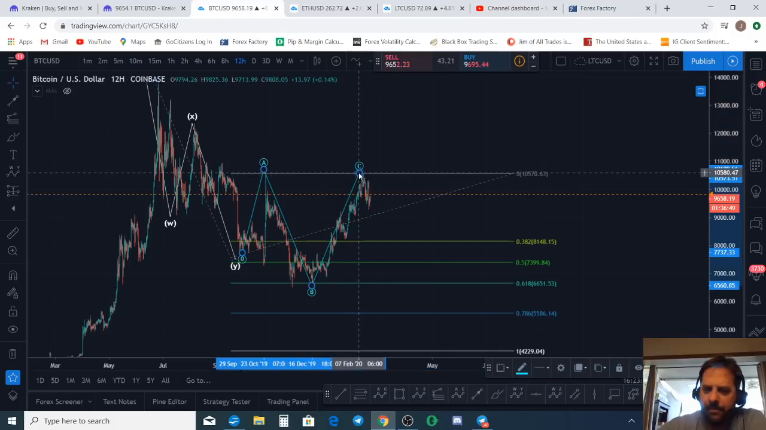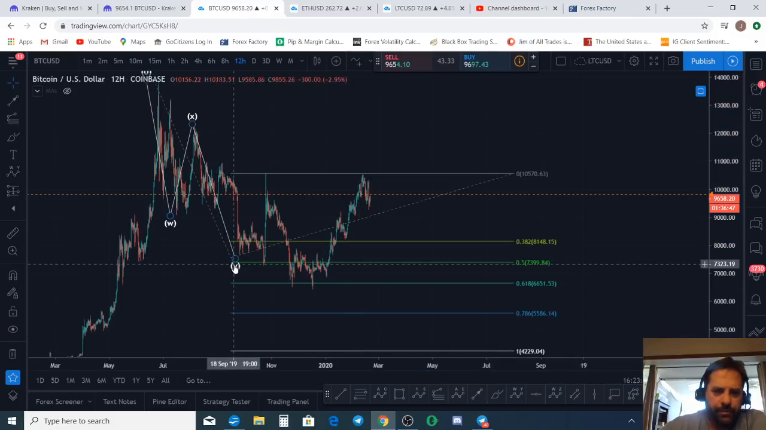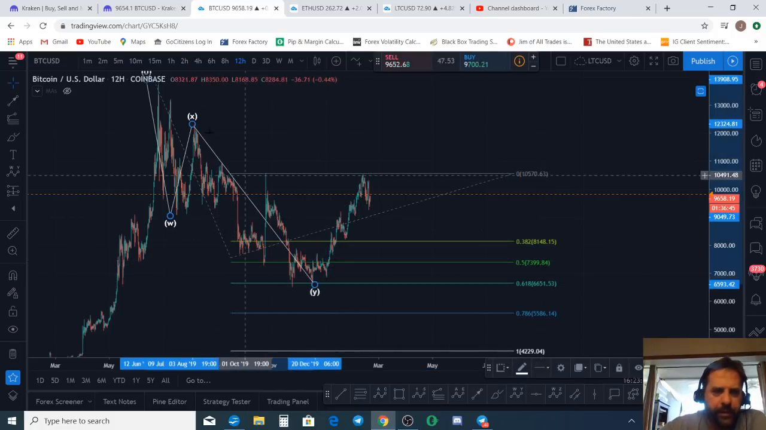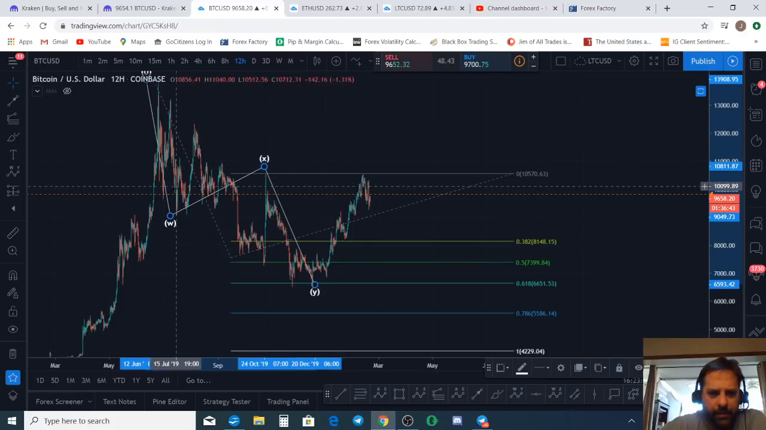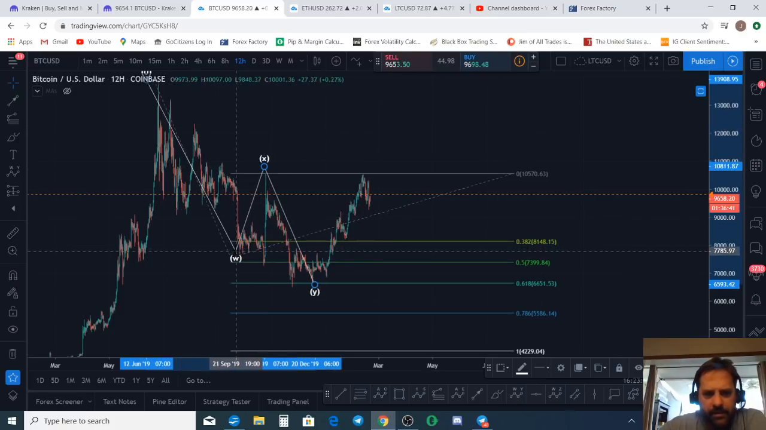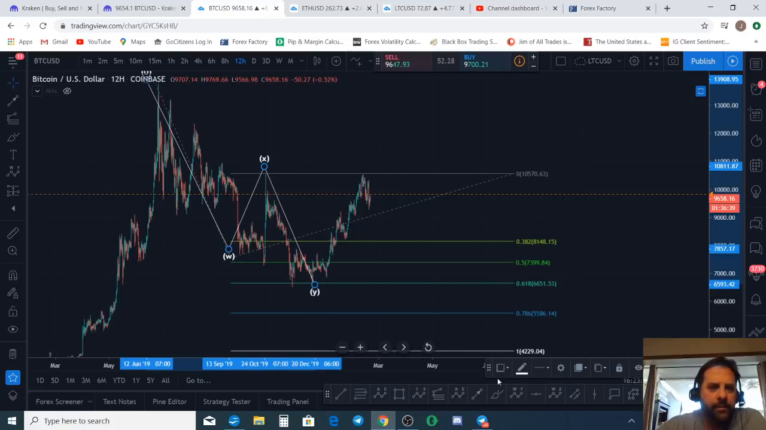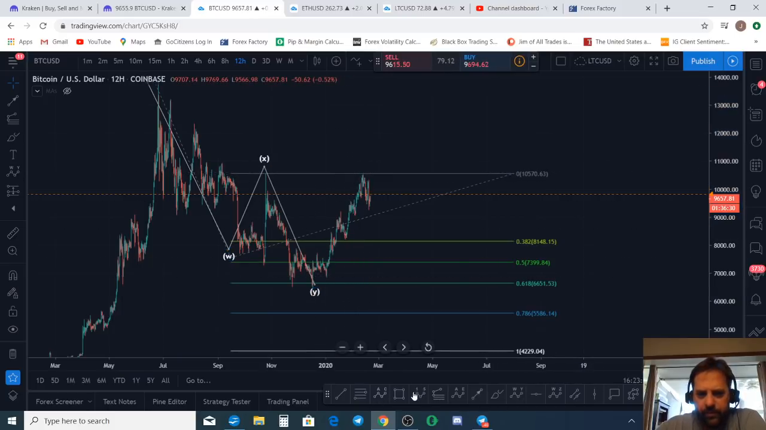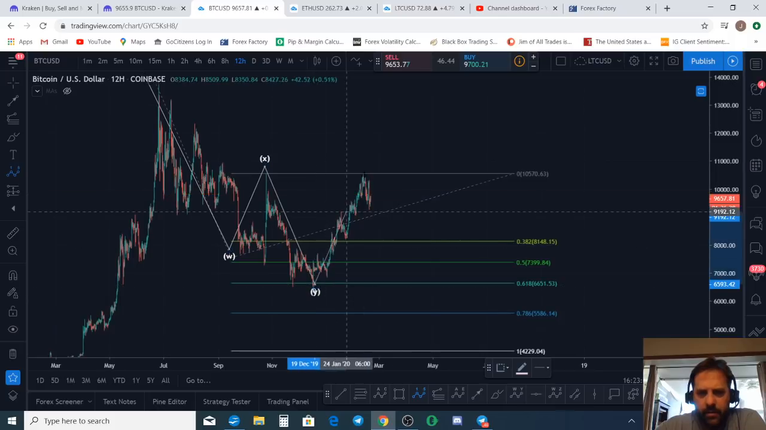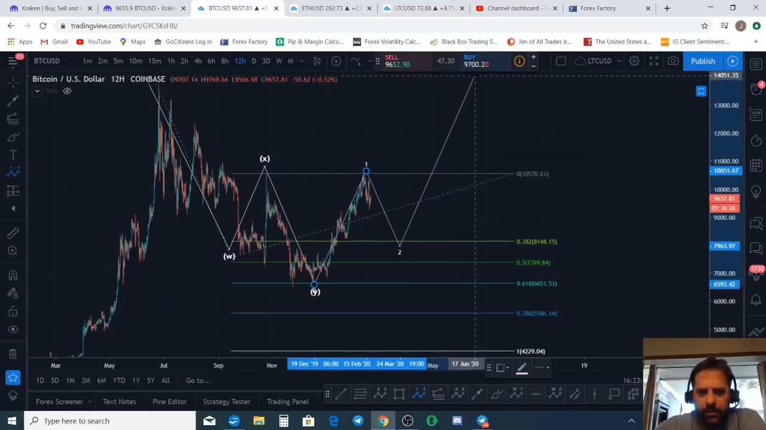Now, with that being said, if we're dealing with a reversal, then maybe we've got a WXY right here, and this is the first wave of a reversal. So this is 1. We're going to get 2, 3, 4, 5, and we're going to the moon, right?